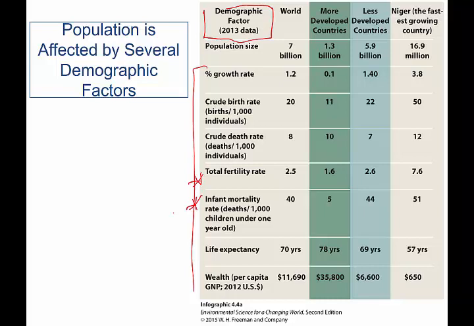So if you look at this graph, you'll see in the first column is the demographic factor. And then the next one is the demographic factor for the world. Then you've got more developed countries. And by developed, even though this is kind of an outdated term, it means countries where there is a lot of access to education. Women are usually in the workforce. Women are usually educated. There's really a high gross domestic product. Less developed countries, kind of the opposite.